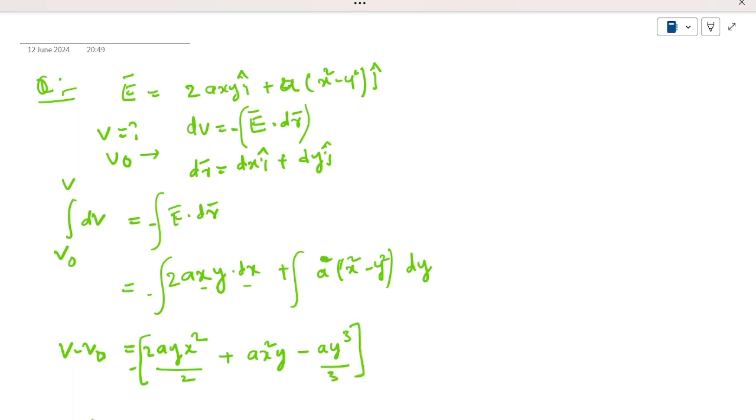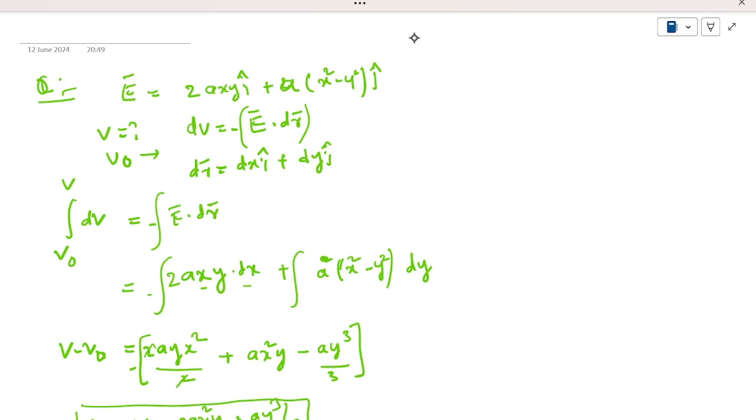So V is equal to V naught, the 2 gets cancelled here, minus ax square y, and here also minus ax square y. That is equal to minus 2ax square y, and minus into minus gives plus a y cube by 3. So this is the required potential. Potential is a scalar, we know, so there are no i and j components. It will be scalar, simply you can add that.